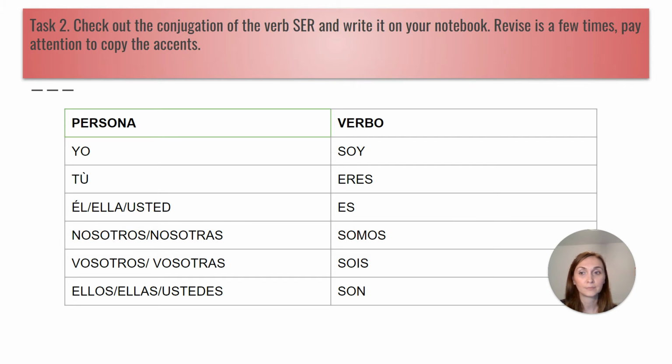Yo soy, tú eres, él, ella, usted es. Please remember that usted means you in a formal way. Nosotros, nosotras, somos. Vosotras, vosotros, vosotras sois. Ellos, ellas, ustedes son.